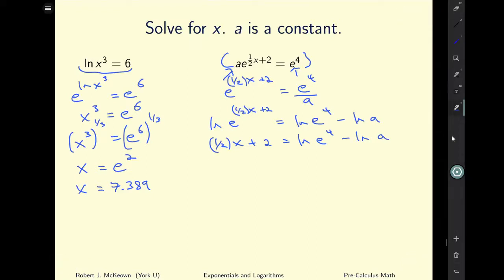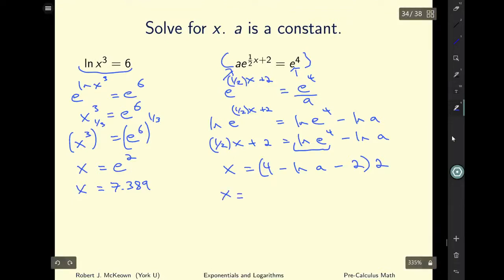I want to move the 2 over the right-hand side, multiply both sides of the expression by 2. I'm going to have x is equal to log, well, of course, we've got a log and an exponent right there. So we're going to be left with 4 minus log a minus 2. And this whole thing is going to be multiplied by 2. So we've got x is equal to 2 times 2 minus log a. And I could leave it like that, or I could write it as 4 minus 2 log a, like so.